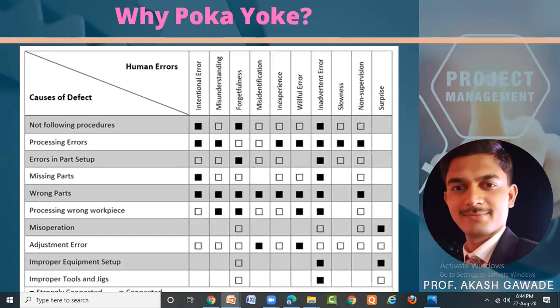There are some human errors. We see the Poka Yoke technique is mainly for human error, because a machine works as per whatever commands you give it. That's why the Poka Yoke technique is particularly for human error. Human errors happen depending upon emotions, which type of environment there is, and which type of situation there is.